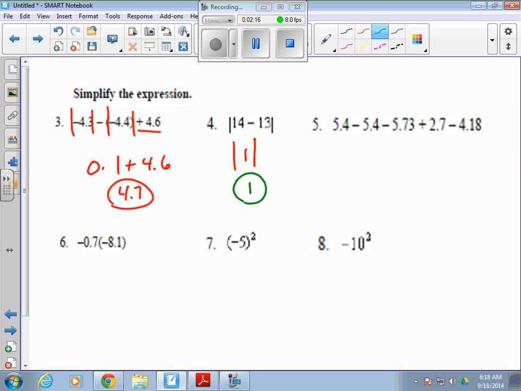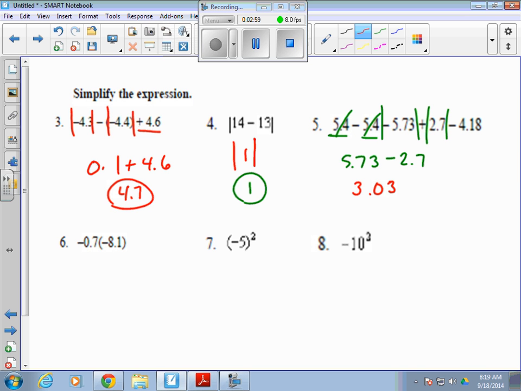Number 5 says 5.4 minus 5.4. So right away, those two numbers cancel each other out, so we can ignore that part of it. Negative 5.73 plus 2.7. Okay, you have opposite signs, one positive and one negative. Subtract the absolute values. The absolute value of negative 5.73 is positive 5.73, minus the absolute value of 2.7, which is 2.7. So when we subtract that from that, we have a 3 as the decimal in the hundredths place. 7 minus 7 is going to be 0, and 5 minus 2 is going to be 3. So we have 3.03.